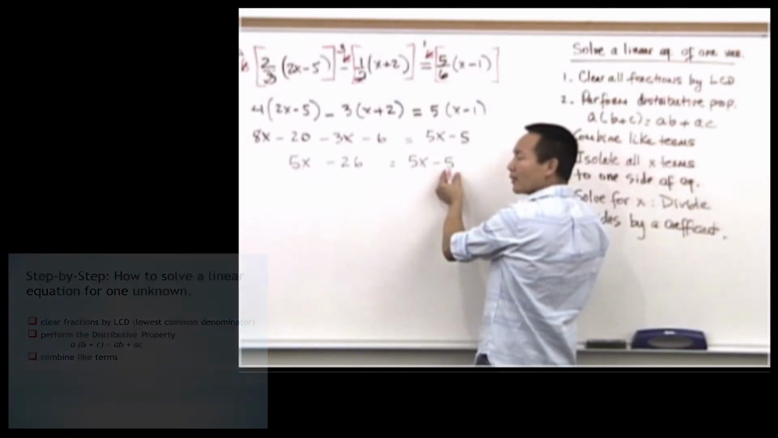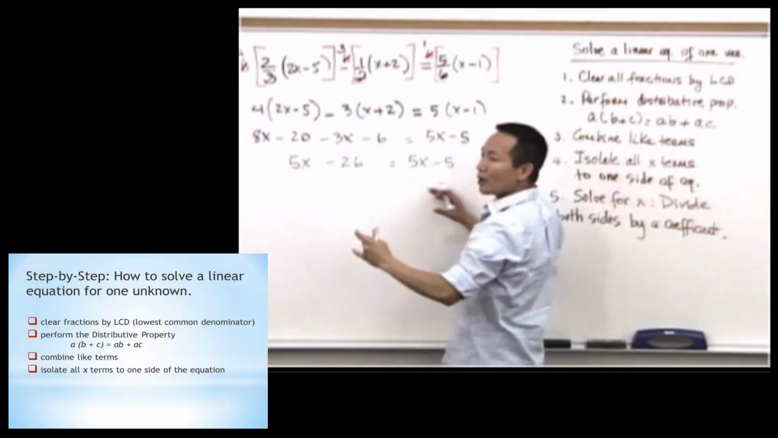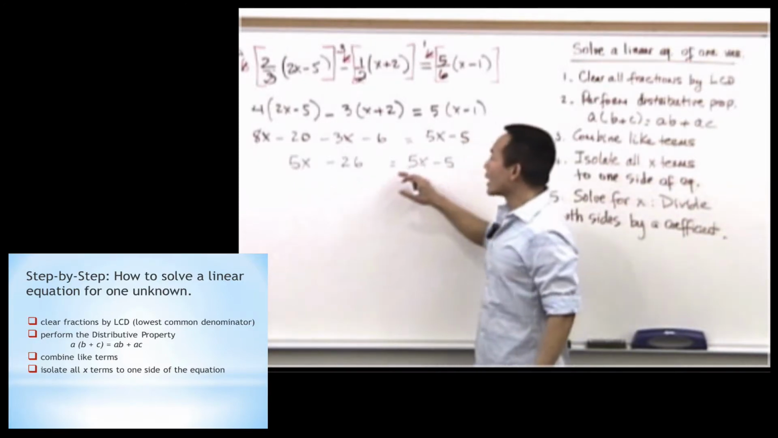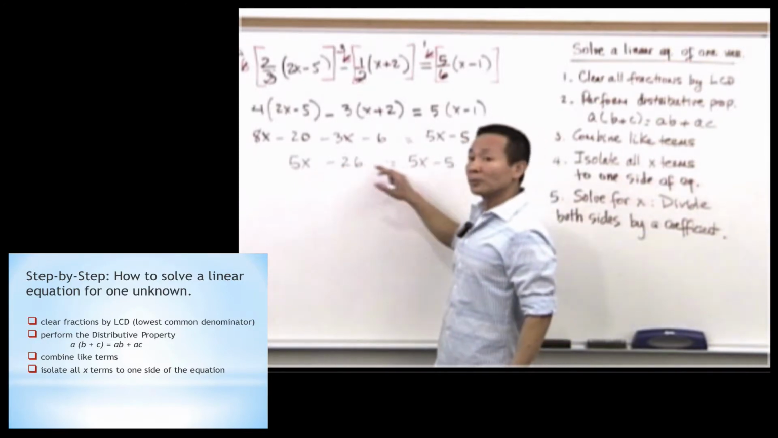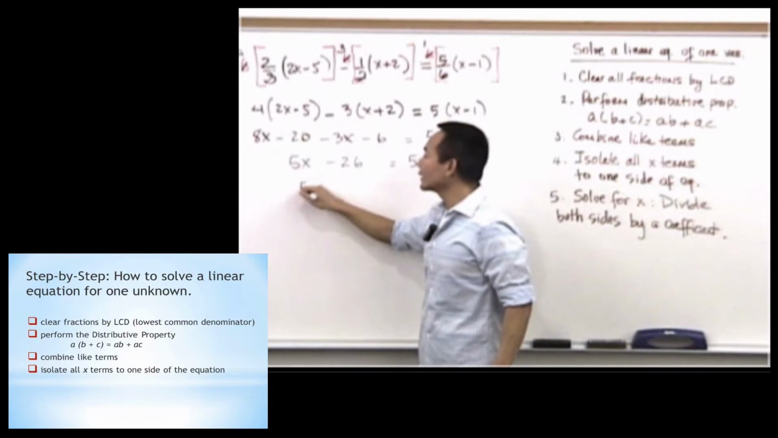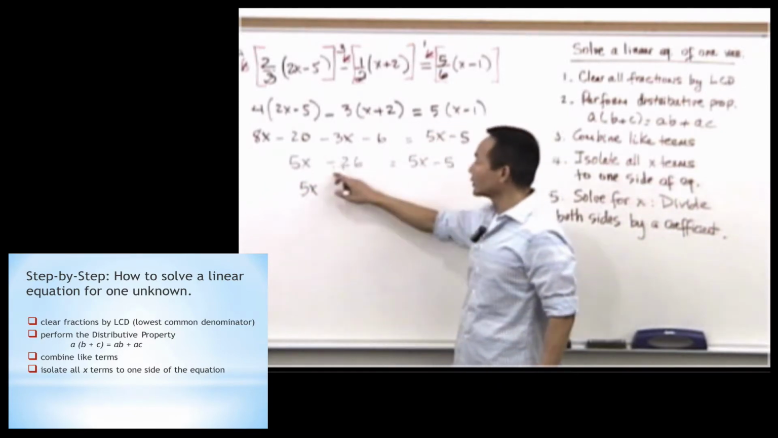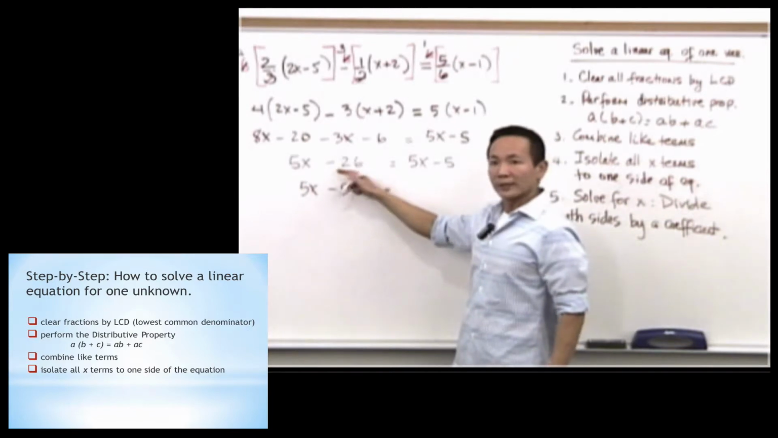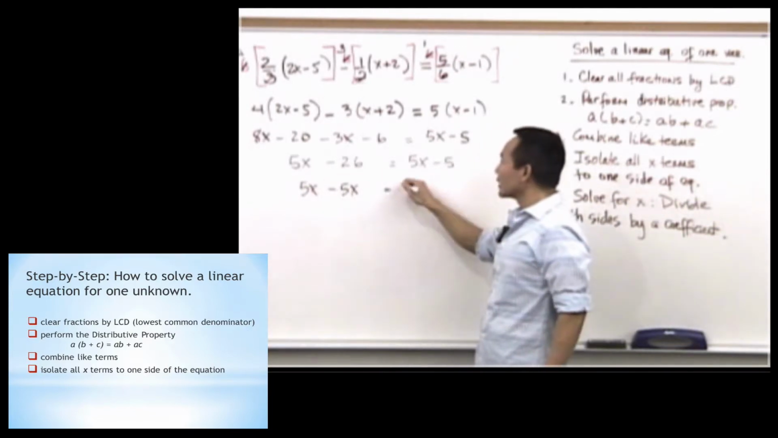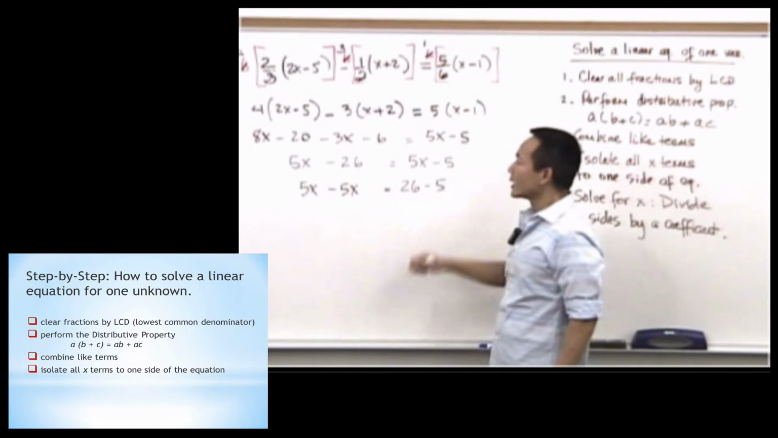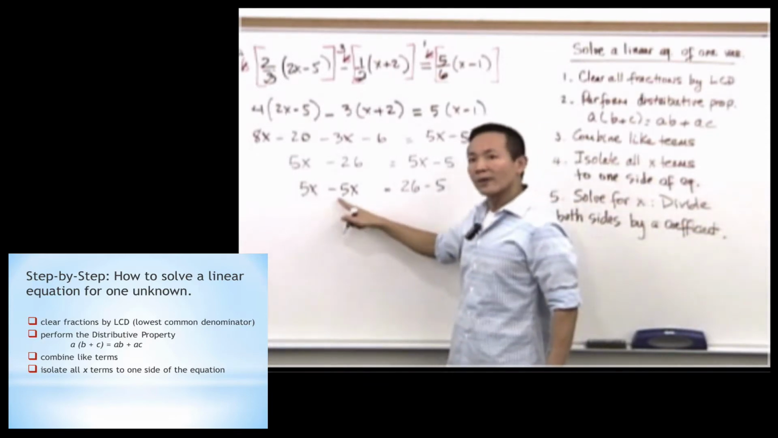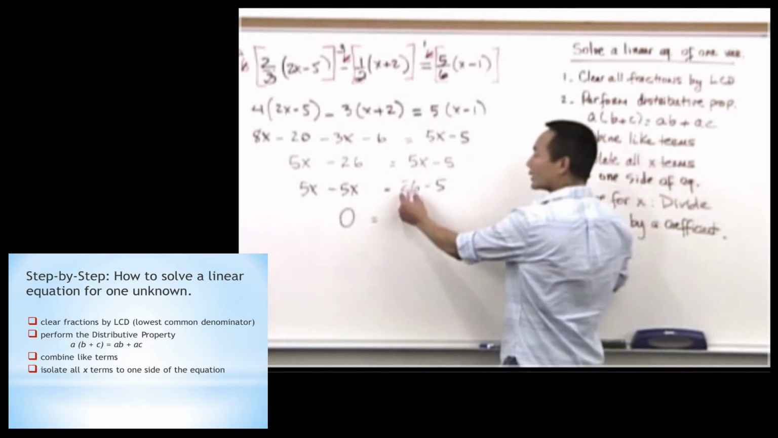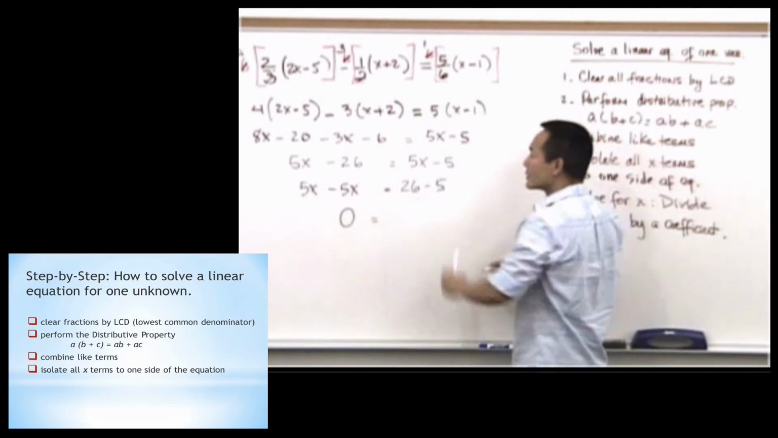And you want to solve for x, so we gather all the x terms to one side of the equation. In this case, I would like to gather all the x terms to the left. So I have 5x, I subtract 5x. Here, I have negative 26, I add 26 to both sides. 5x, take away 5x, 0. 26, take away 5, 21.